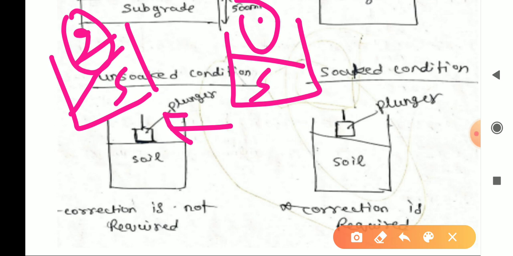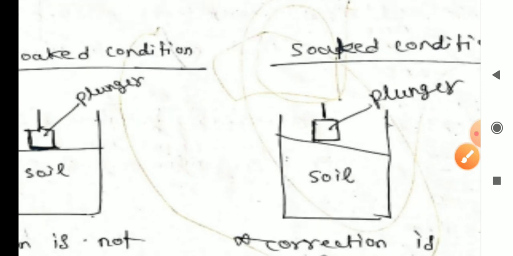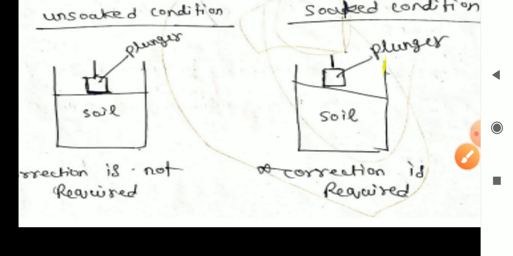Once the volume changes, after removing the four days' soaking, the soil surface is not even, it is uneven. So in that case, what happens? Just observe this corner. Only the plunger edge should directly contact the soil, but the remaining portion should not contact the surface of the soil. In that case we will require correction. So correction is required here.